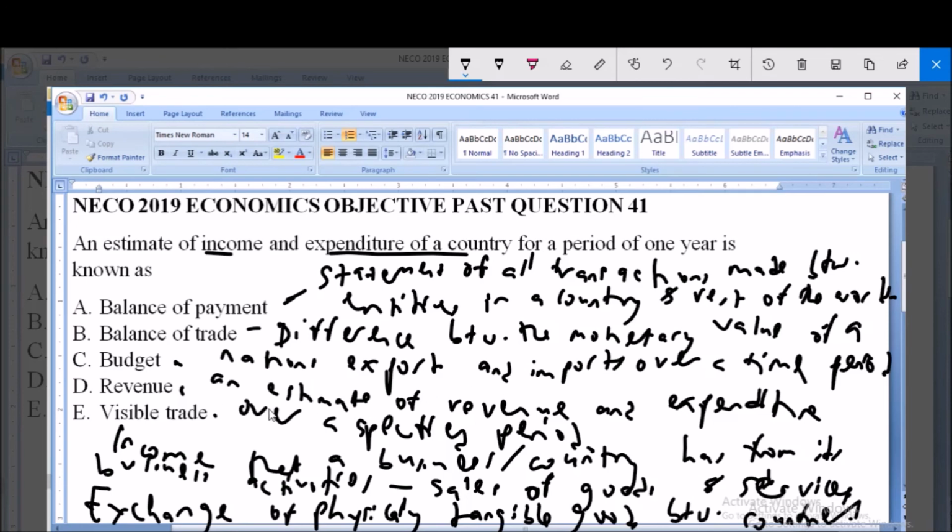So from the definitions we have given, we see that option C, which is budget, refers to an estimate of revenue and expenditure of a country over a specified period of time, and that is roughly the same as the definition given to us in the question. So the correct answer is C, budget.